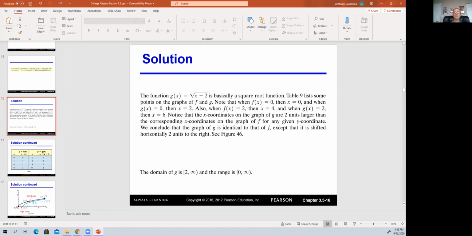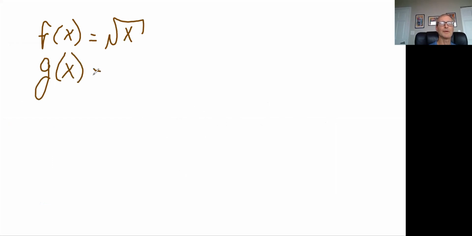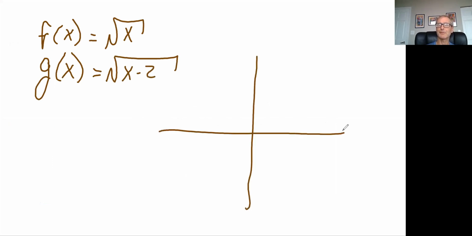So what we want to do in this case is f of x is the square root of x, and g of x is square root of x minus 2. So this one's a little trickier, so I'm going to try to do it here, but I'm not a very good drawer. What you start with is they'll give you this, and this is f of x. So at x equals 0, y equals 0, and it kind of goes that way. So this is f of x.